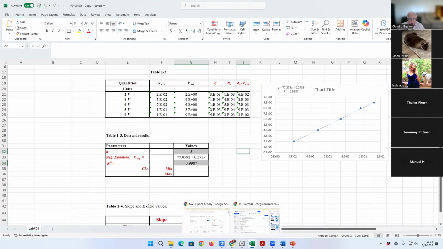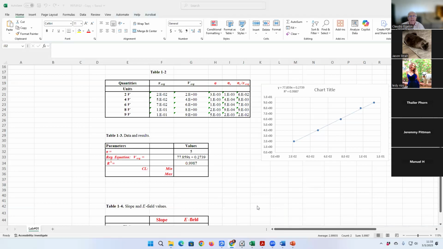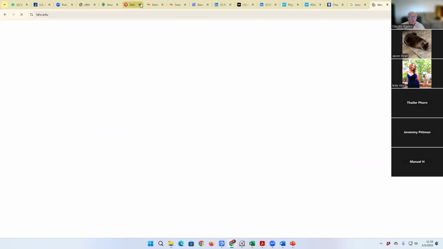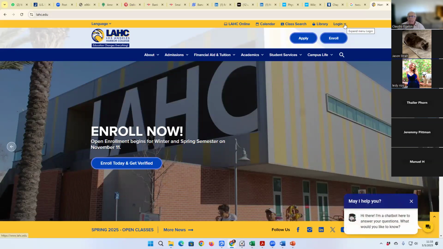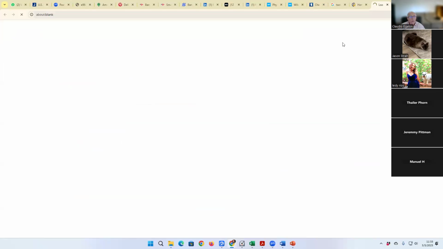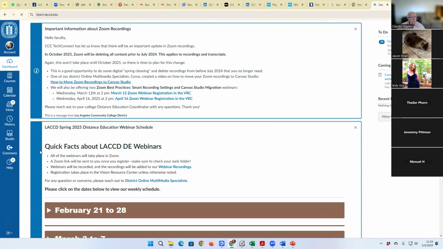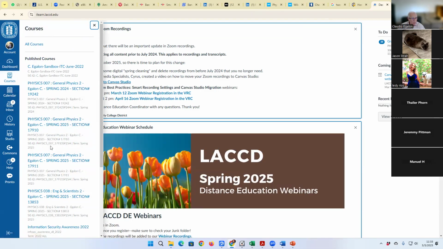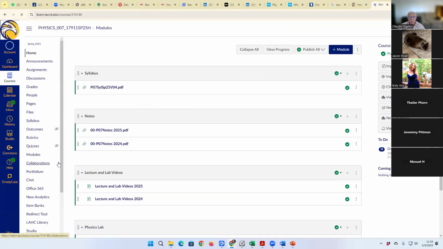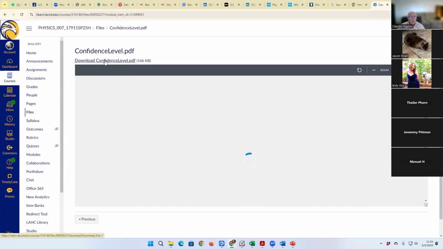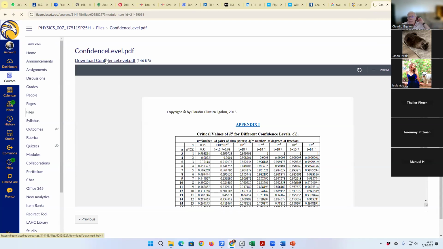To do that, you have to go to the table that I posted in Canvas. Let's go there. In the Canvas course, log in. Course Physics 2, 17911. Right in here, confidence level. Make sure you download this PDF file. You're going to need this table for the rest of the semester.